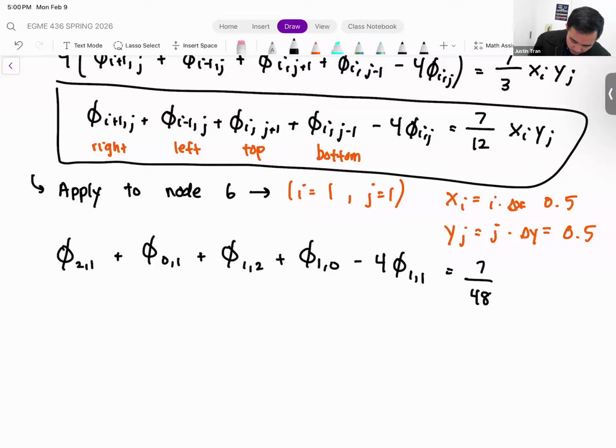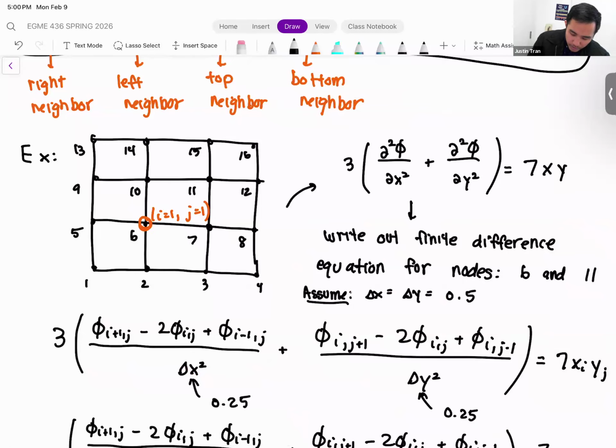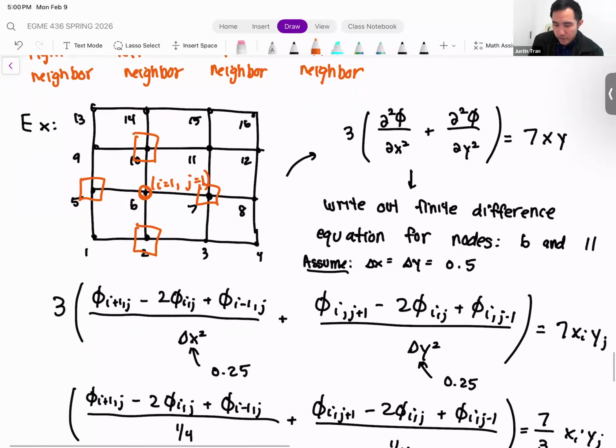Okay, so let's use that information. For node 6, let's go up to node 6 here. We can see that our left neighbor is node 5, our right neighbor is node 7, our bottom neighbor is node 2, and our top neighbor is node 10. Luckily, for a 2D diffusion equation, it doesn't really matter what order you put the neighbors in, they all have a coefficient of 1.